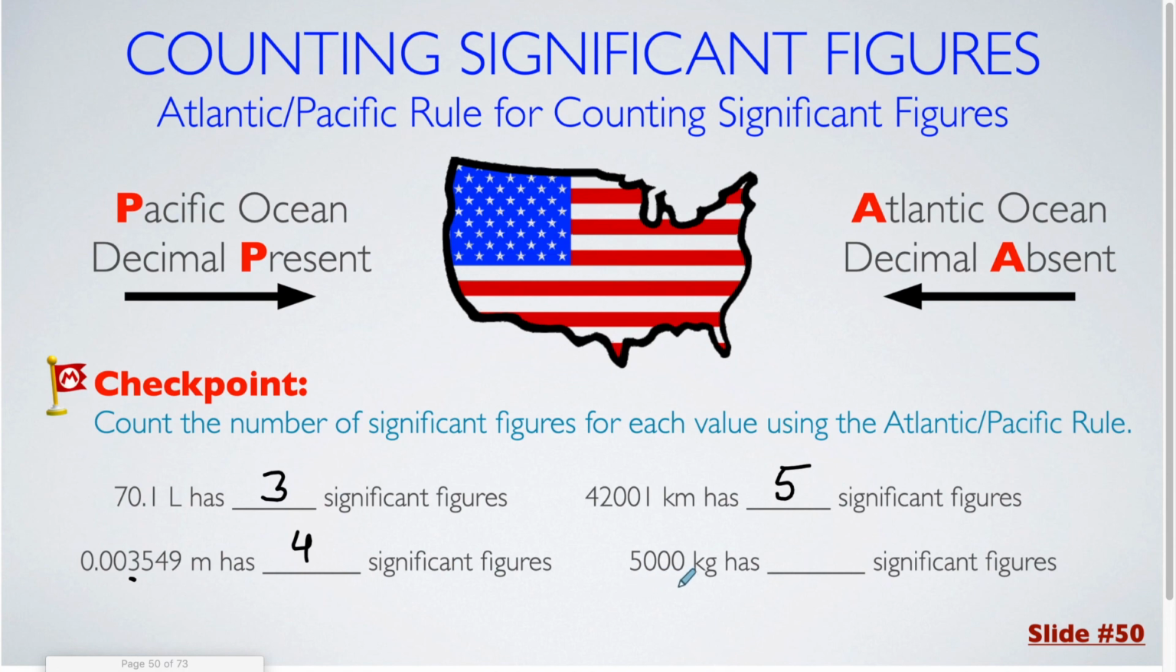With this value 5,000, again, no decimal, so we're starting from the Atlantic Ocean side because it's absent. Placeholder, placeholder, placeholder, and then we run into the 5. So this would only have 1 significant figure.